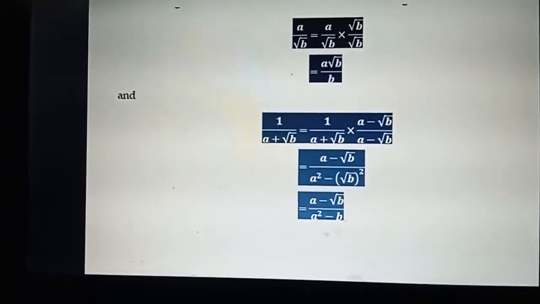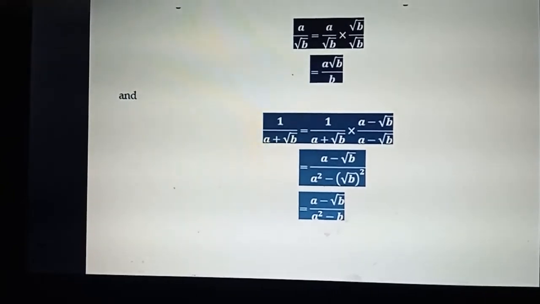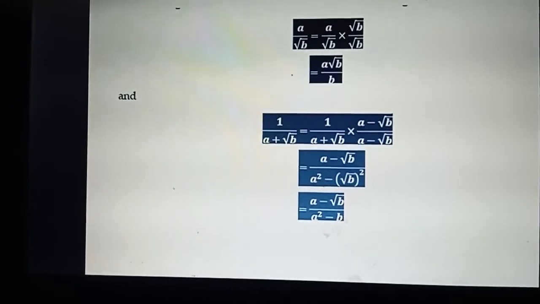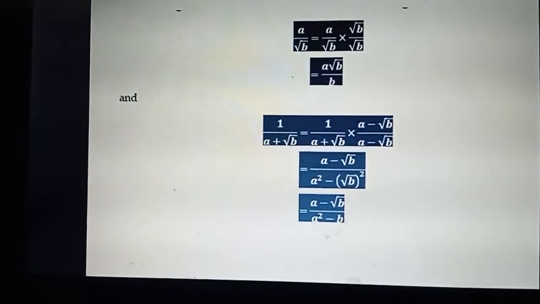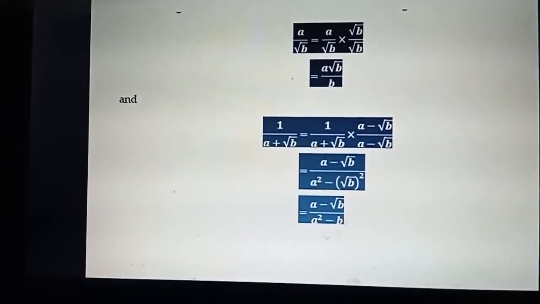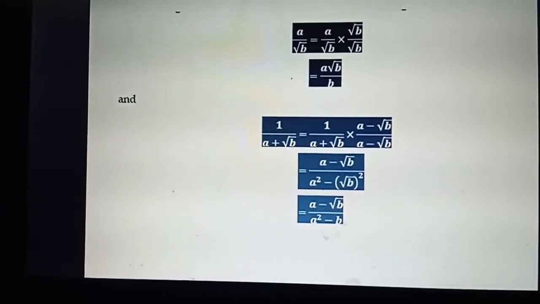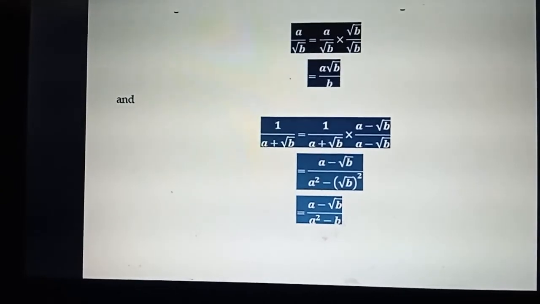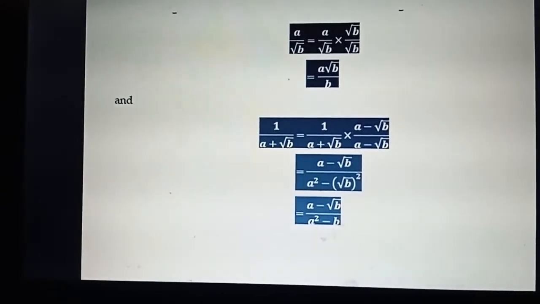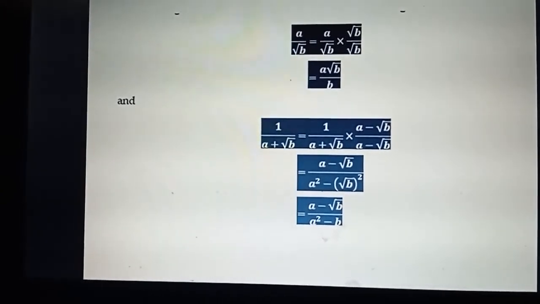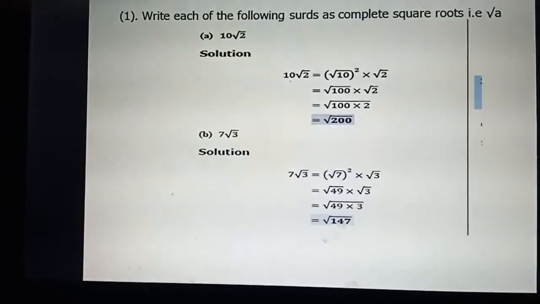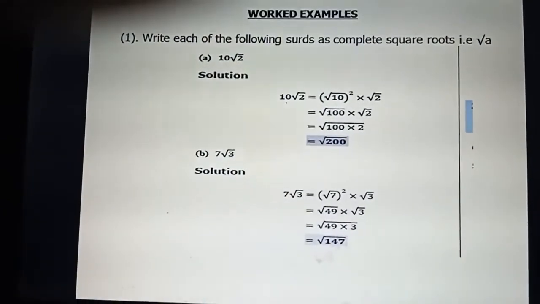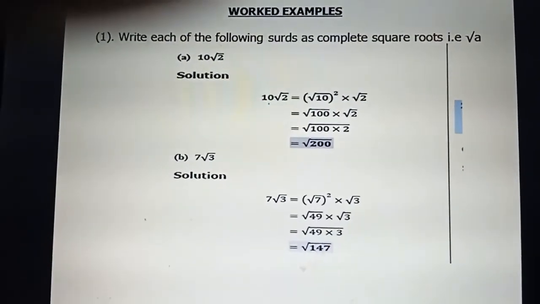And also the second one, a all over a plus root of b, times a minus root of b all over a minus root of b, which is equal to a minus root b all over a squared. A times a will give you what? a squared minus root b times root b, to give you the square root of b squared, as you see here. Then you look into these worked examples. There are examples under this one.